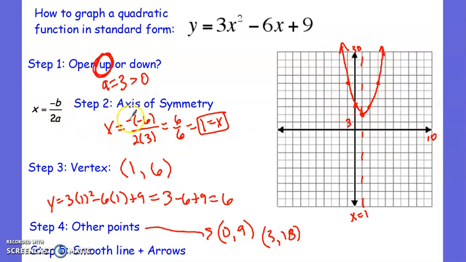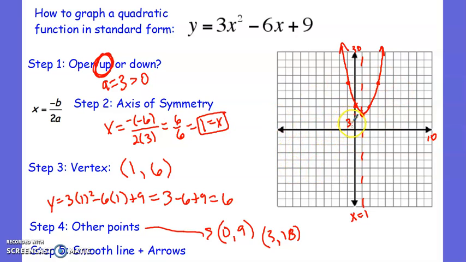The axis of symmetry, negative b over 2a, came out to x equals 1. So again, I've got that dashed line drawing my axis of symmetry. I plugged that 1 back into my equation, and you'll notice I ended up with 6. So I plotted my point at 1, 6. Now I know that 6 and opening upward aren't a great combination on my graph, because that means I'm going to go up fairly quickly.